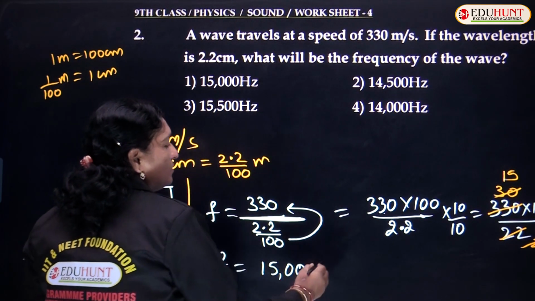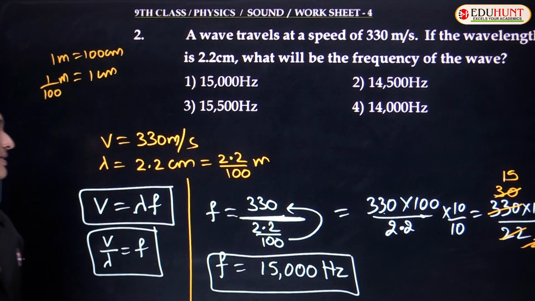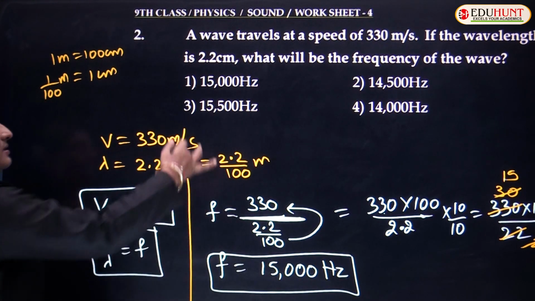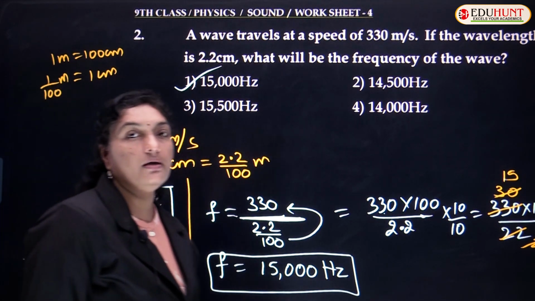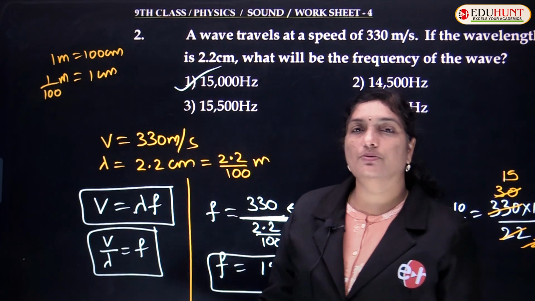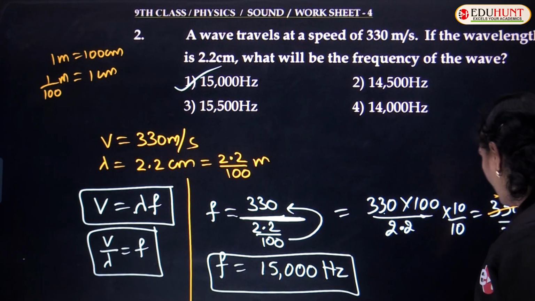15,000. And what are the units of frequency in SI system? Hertz. So, how much you got it as? 15,000 Hertz. So, option 1 must be true. So, what is the correct option? The frequency of the wave is found to be 15,000 Hertz. So, goes with option 1.